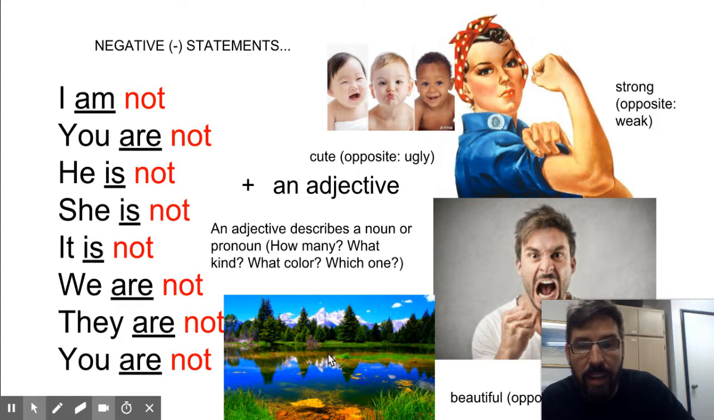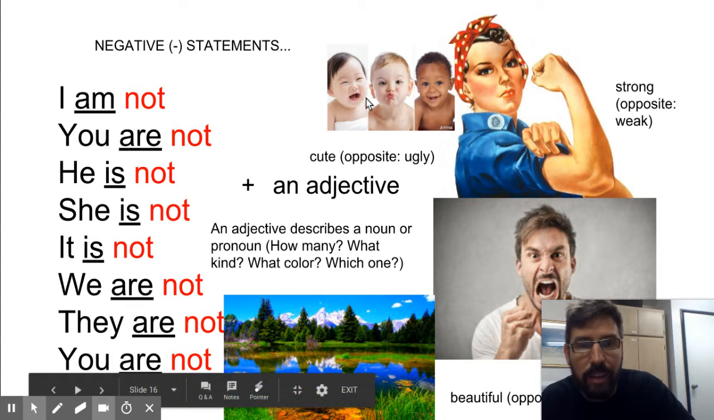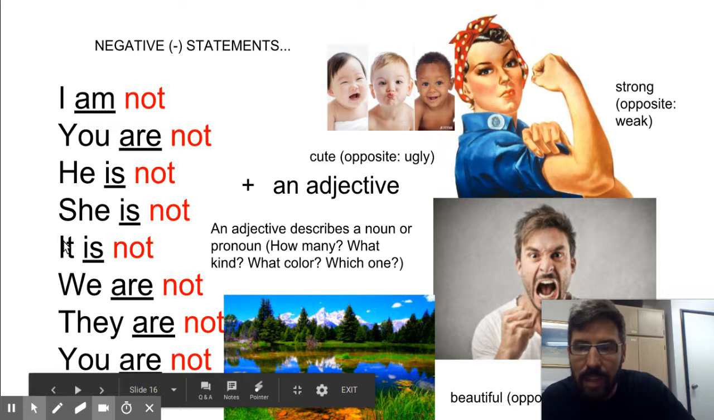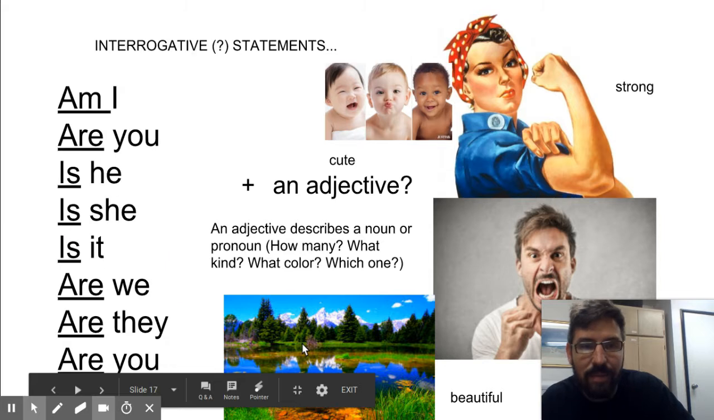Again, we can just add not. So if you look at these babies, we said before that they are cute and they are not ugly. This woman is she. She is strong, so that means she is not weak. The opposite of strong is weak. The man is he, so he is angry. He is not happy. And over here, this place, it is beautiful. It is not ugly.